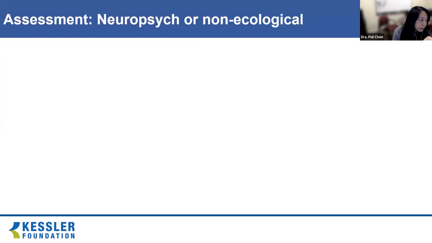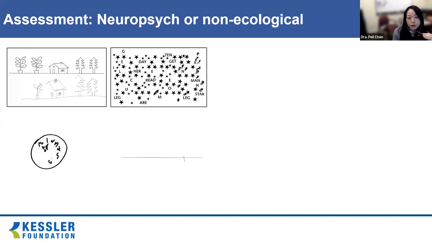So all these are the impacts. Now I'm going to move on to assessments. The first type of assessment is called neuropsychological assessment, or non-ecological assessment. These are examples I have shown you for a couple of slides: figure copying, drawing, target cancellation, or clock drawing can show you whether a patient has neglect signs or symptoms.